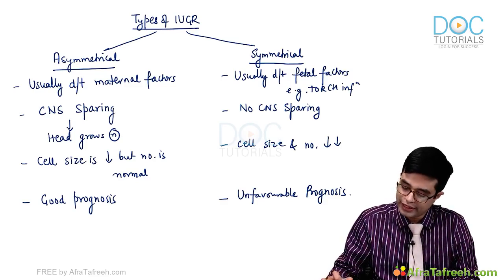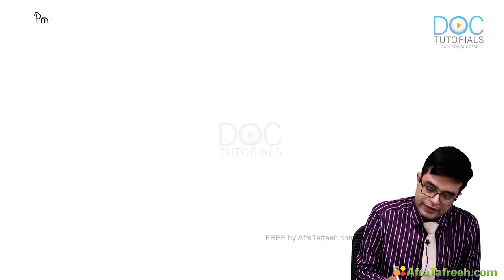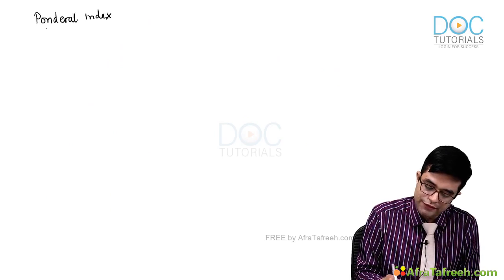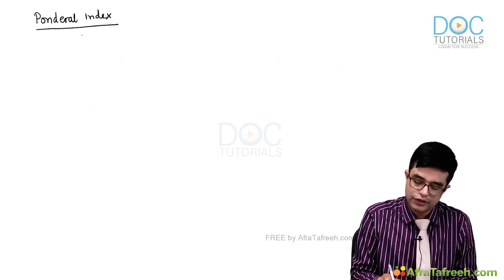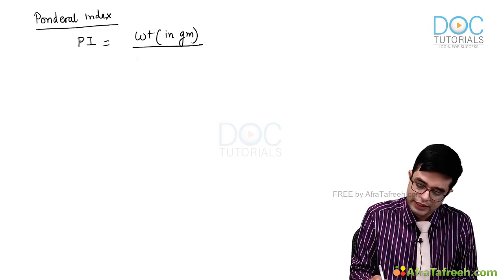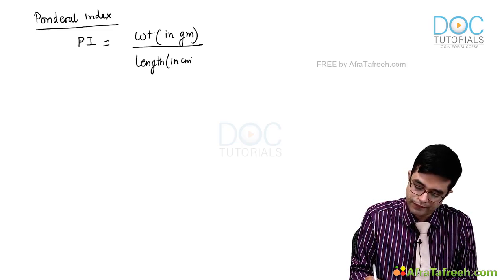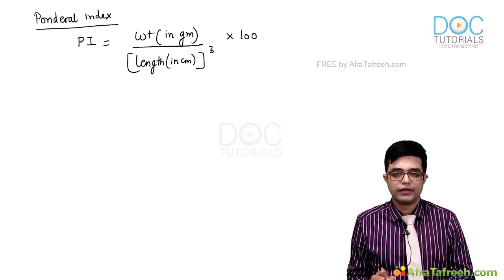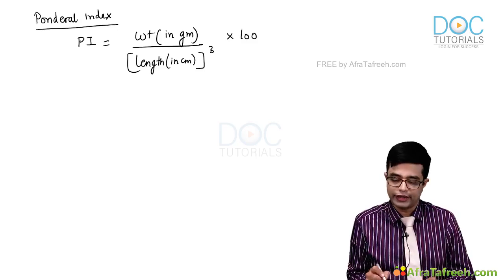So what is ponderal index? Ponderal index is a calculation which is based upon the weight and length of the child. The ponderal index formula is weight in grams divided by cube of length in centimeters, multiplied by 100. This is how you calculate ponderal index.